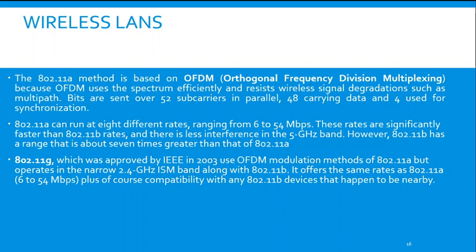And we now have 802.11g, which was approved by the IEEE in 2003. It uses all the OFDM modulation methods of 802.11a, but it also operates in the 2.4 GHz ISM band, along with 802.11b. Of course, it offers the same rates as 802.11a, which cover 6 to 54 megabits per second, if I'm not wrong. Plus, of course, compatibility with any 802.11b devices that happen to be nearby. Yes, I just confirmed that it is 6 to 54 megabits per second.